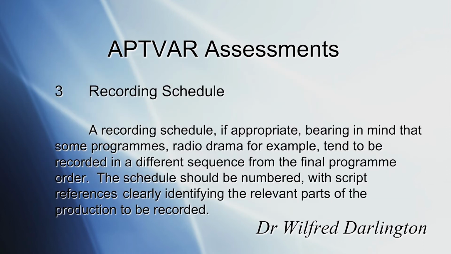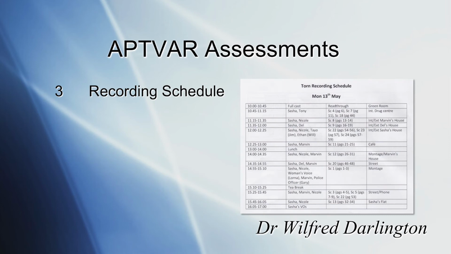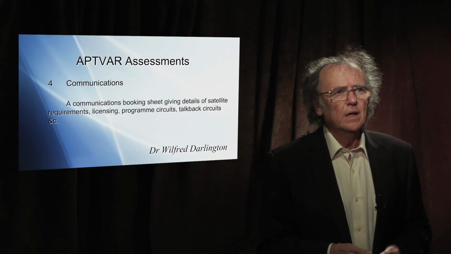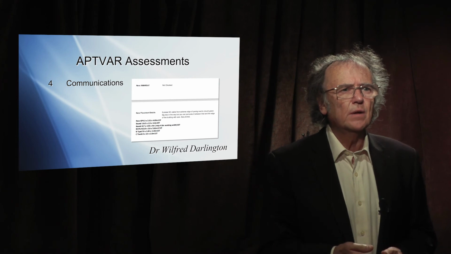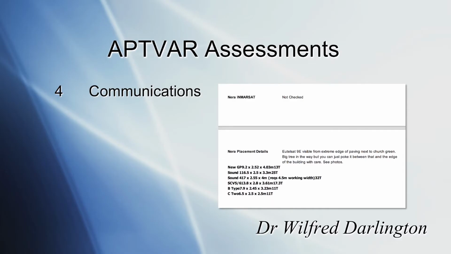A recording schedule, if appropriate, bearing in mind that some programs, radio drama for example, tend to be recorded in a different sequence from the final program order. The schedule should be numbered with script references, clearly identifying the relevant parts of the production to be recorded. Item 4 deals with communications. A communications booking sheet giving details of satellite requirements, licensing, program circuits, talkback circuits, etc.